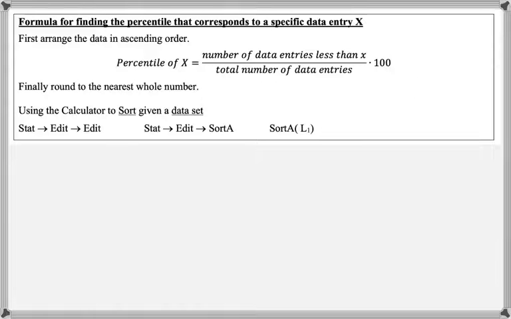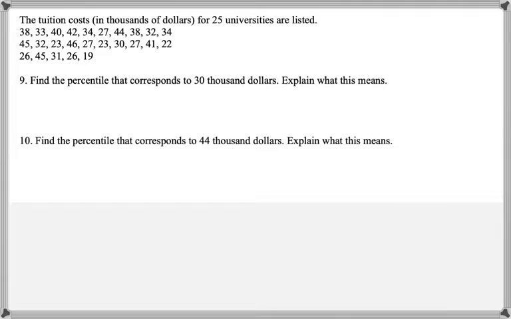So the data needs to be sorted, and I do want to show how you can sort the data on your calculator. The tuition costs in thousands of dollars for 25 universities are listed. So we have 25 data points, and these are not in order. So we need to first organize them.